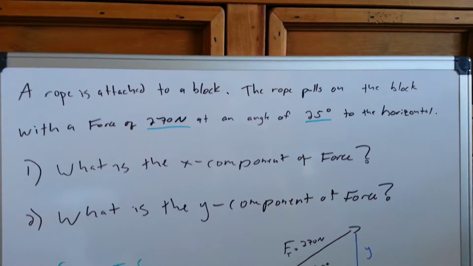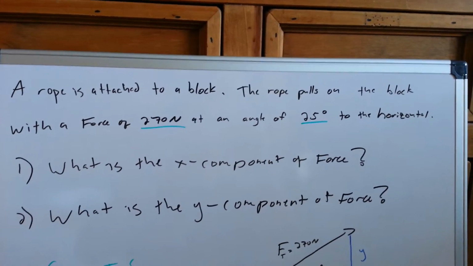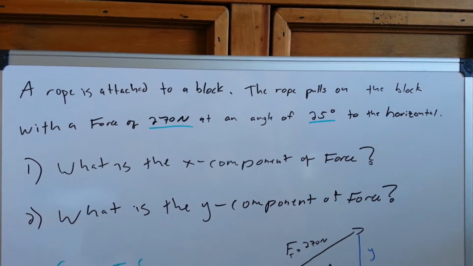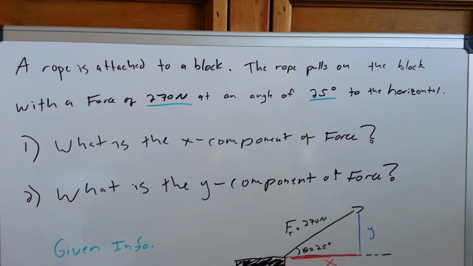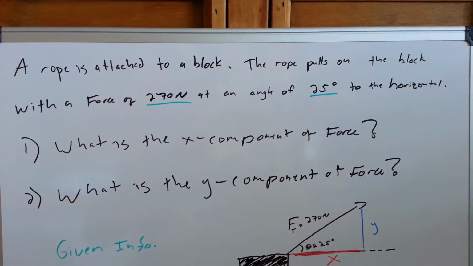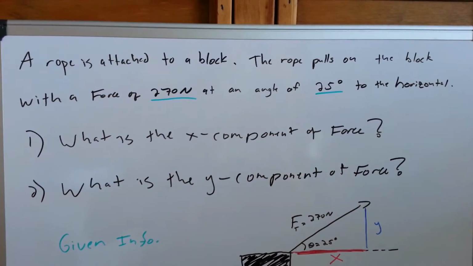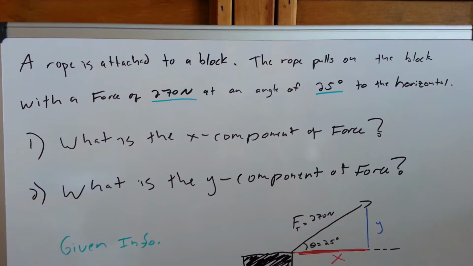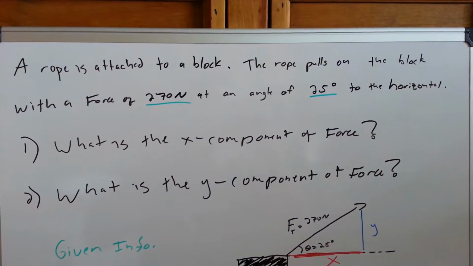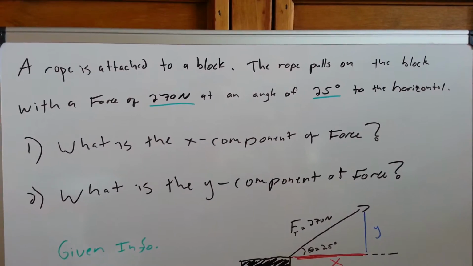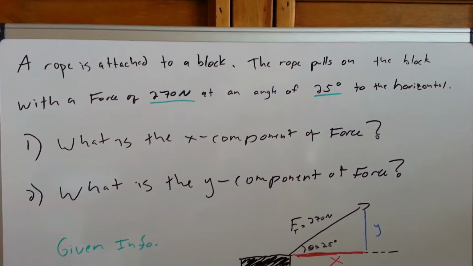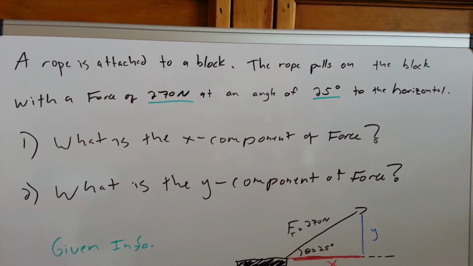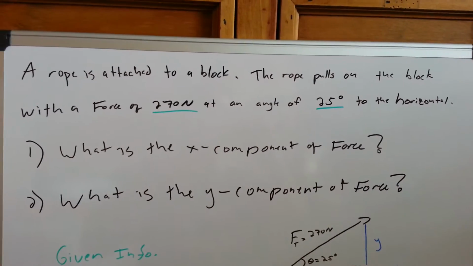Okay, now this example is going to deal with trig. Trig can be used in many different types of physics problems, and this example will explain a little bit of that. So, a rope is attached to a block. The rope pulls on the block with a force of 270 newtons at an angle of 25 degrees to the horizontal. You have to find two things: the x component of the force and the y component of the force.